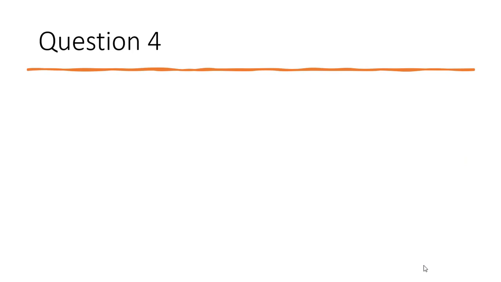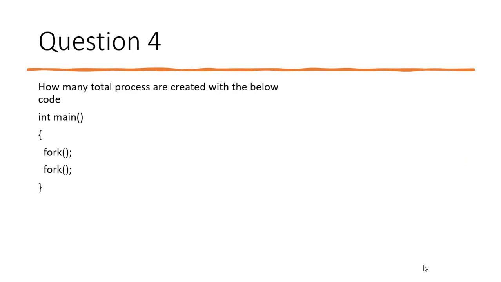Question number 4. So this is a very common question. How many total processes are created with the below code? Okay, so let's see how this will work. So the main process, the parent process, will call the fork. So it will call the first fork in the code, which will create one child process, right?